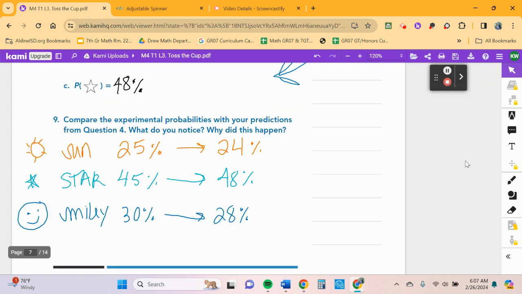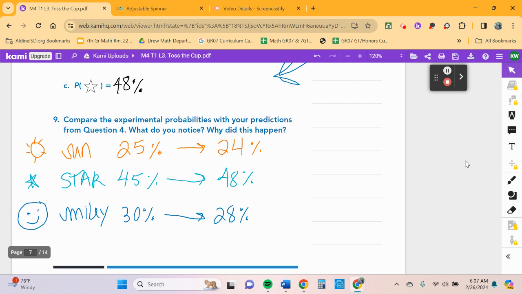Alrighty, so here are my comparisons. So our prediction when it came to the sun, we predicted that it would land on that space about 25% of the time. And what actually happened was it landed on it 24% of the time. With the star, we predicted 45%. What actually happened was 48%. With the smiley, we predicted 30%. And what actually happened was 28%.